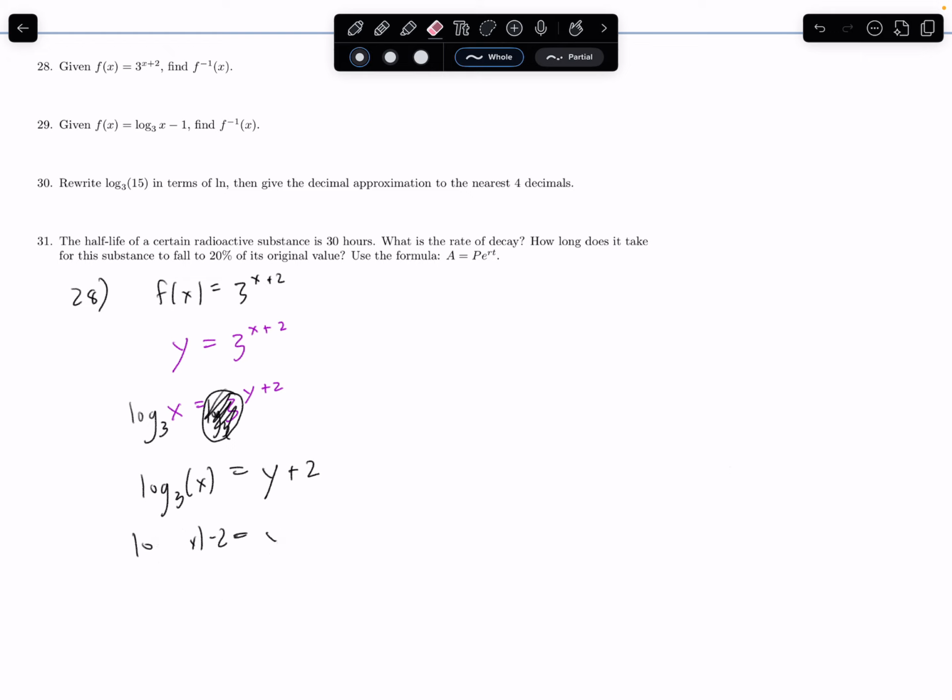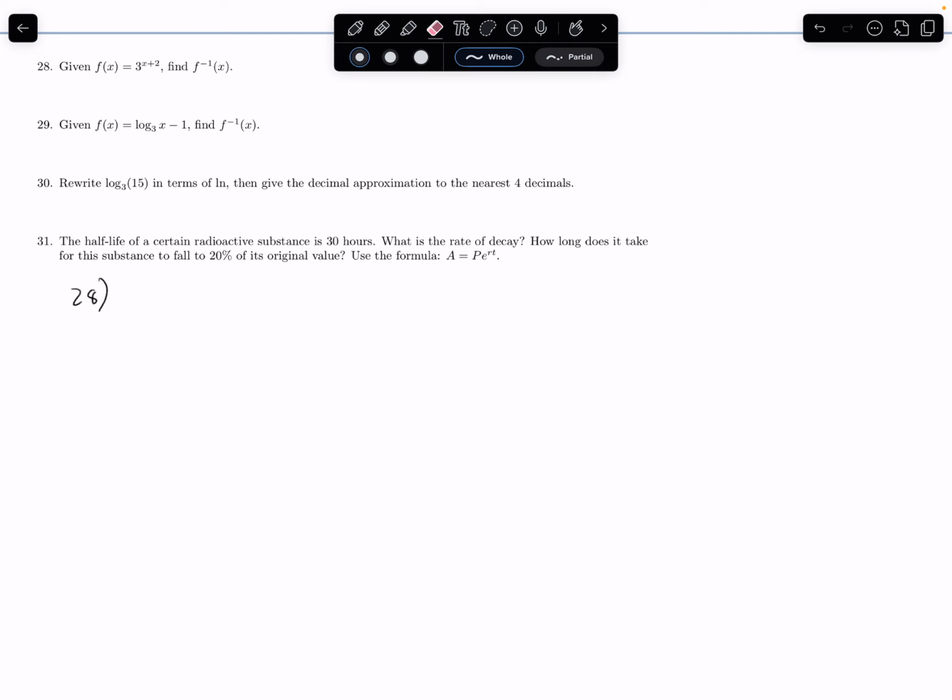All right, that was 28. Took the long-winded way for that. Let's do 29. This time I'm not going to bother with the explanation of domains and ranges because we've just seen it. We kind of understand it, I think, right? We've seen it a bunch of times actually. Okay, so the original function is log base 3 of x minus 1.